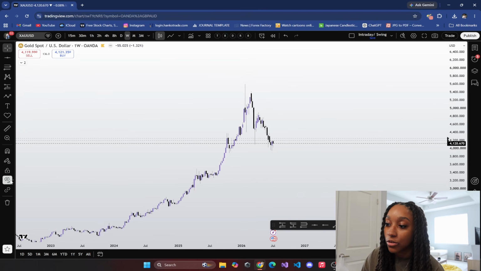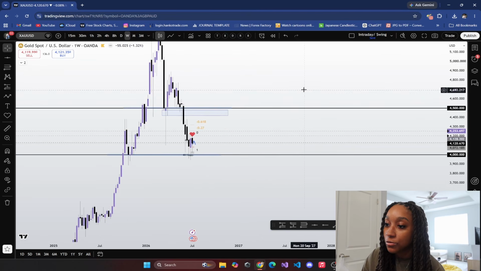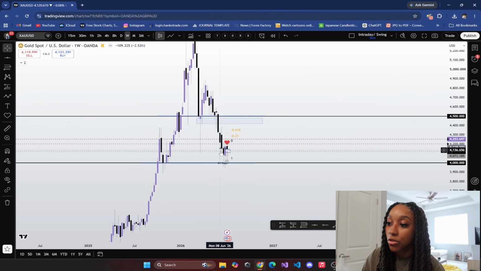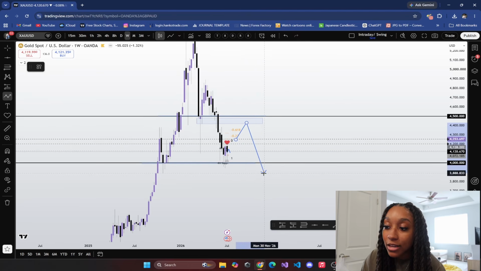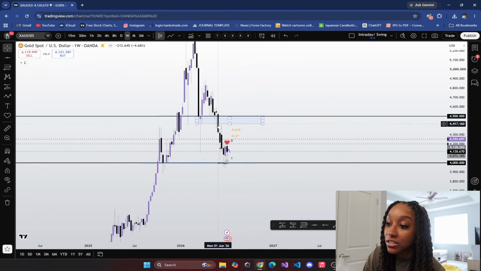So if I put my drawings back on, notice how I marked off this level as the last place we broke structure. There's a chance that price could react to this level and the sellers could kick in, right? I don't want to assume that with gold, because I'm just a little unsure about it. But there is a big chance that sellers can kick in around this area, because this was the last place we sold off on the weekly, right?